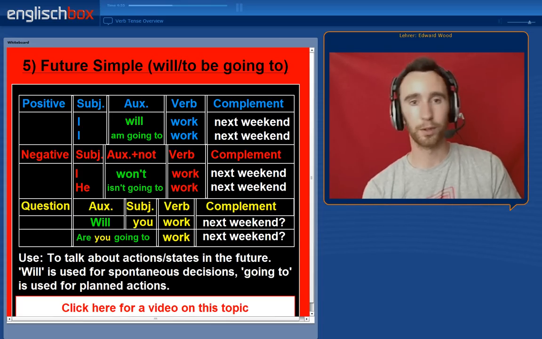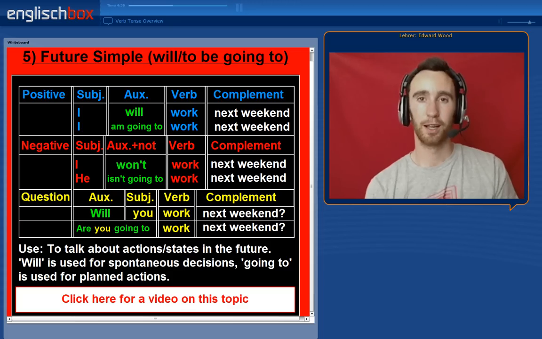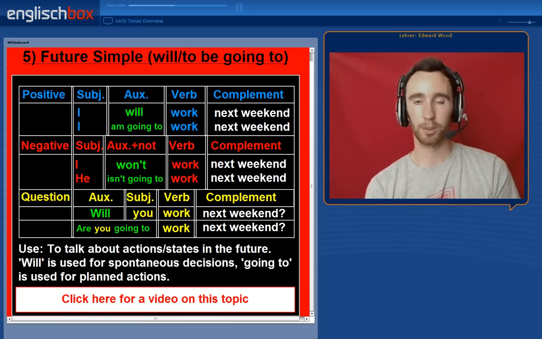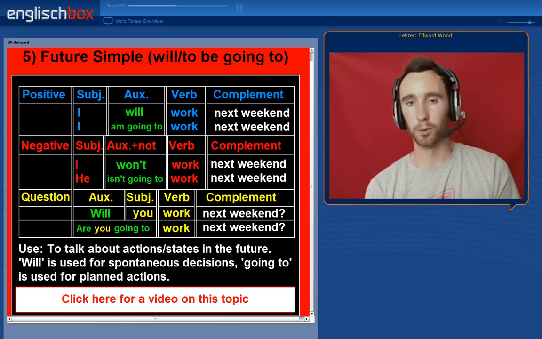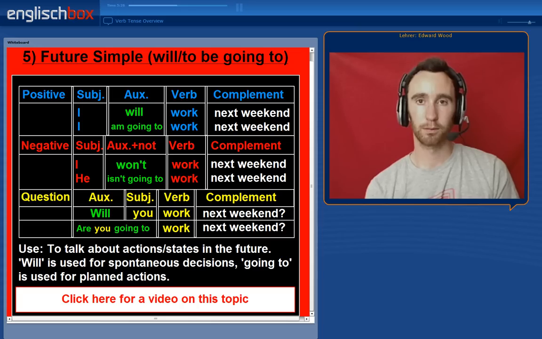So moving on now to the future tenses. We have the future simple. Here you have two options, with will or with going to. So with will, you just need to use will as the auxiliary. I will work next weekend, which is then followed by the infinitive. But you can also use going to. I am going to work next weekend. In many situations, these are quite interchangeable. You can use both. But we normally use will for spontaneous decisions and going to for planned actions.